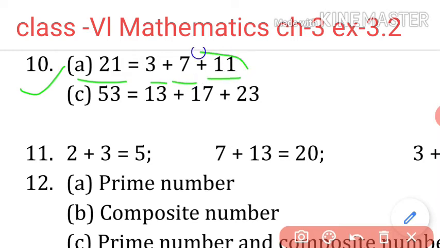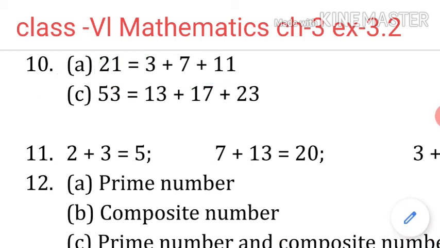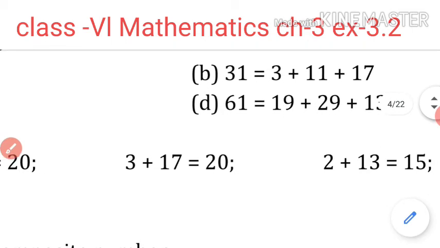21. So 3 is what? Odd also and prime also. 7 is also odd and prime. Again 11. So if you will plus this, how much we got? We got 21. Understood?